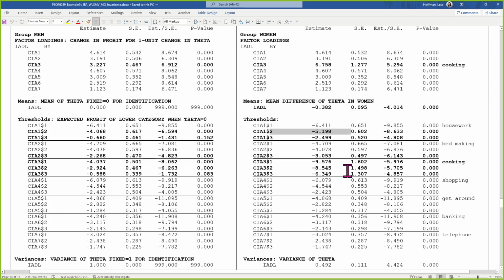So what a threshold is, is the probability that you can't do it. It's the probit that goes with the probability of the lower answer conditional on a theta of 0. So housework is more difficult in men than women. Bed making, at least the last threshold, is also more difficult in men than women.